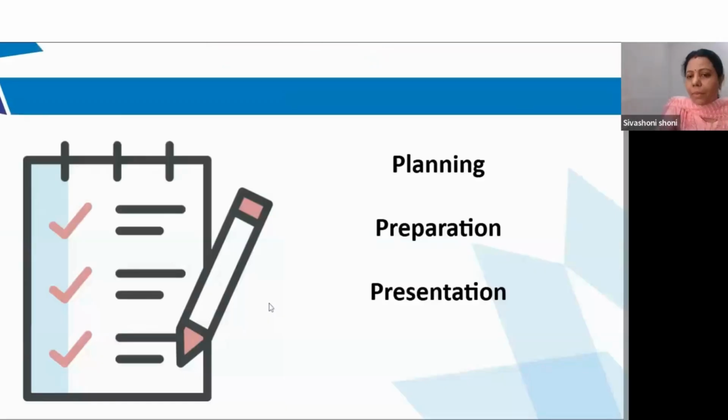As I said, planning, preparation, and presentation. I know that your teachers and you as well are rightly doing all the things required for planning. And now we have to see the preparation and especially how we can do the presentation.